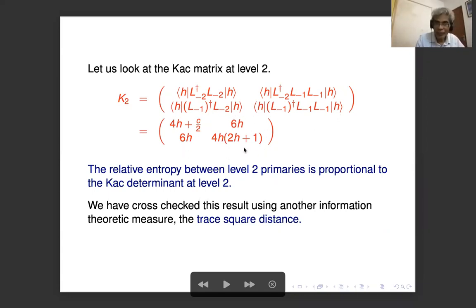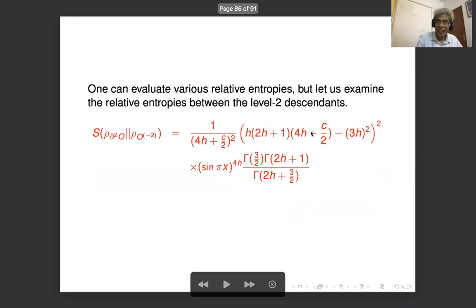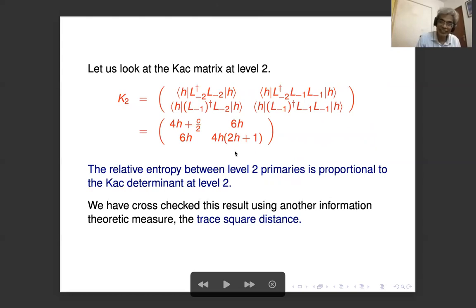Now, what is the determinant of this? 4H plus C into this, minus 6X squared, right? And that is this, actually. The 6X squared is there, and this is that other term. So the relative entropy between level 2 states is proportional to the Kac determinant at level 2. And we have checked using another information theory measure that it's proportional to the Kac determinant squared.